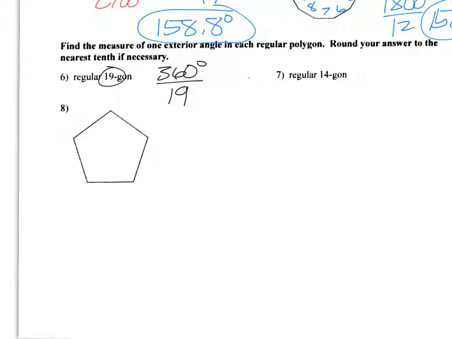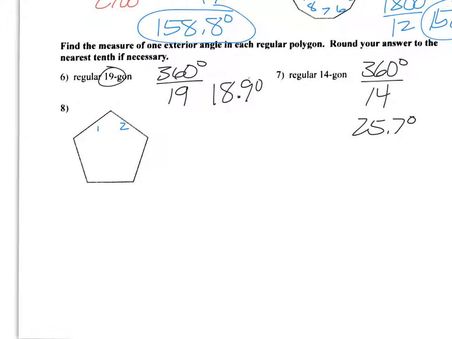In this case, we don't have to use a formula to find the sum. We always know it's going to be 360. So we do 360 divided by 19, and we get 18.9 degrees. For the next one, we take 360 divided by 14, and we get 25.7 degrees. The last one, again, count your sides. That's a pentagon. So we take 360 divided by 5, and it is 72 degrees.